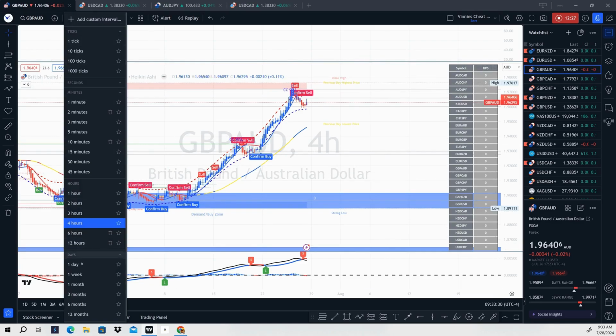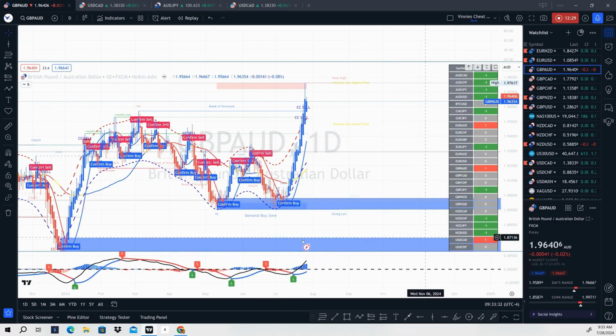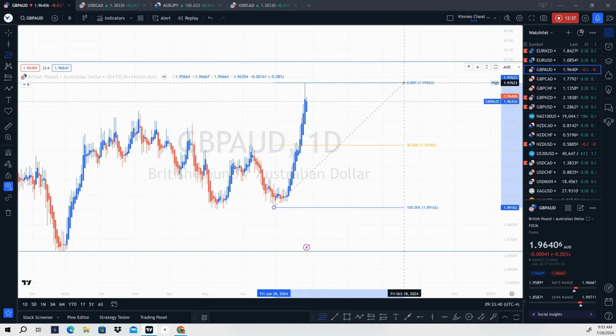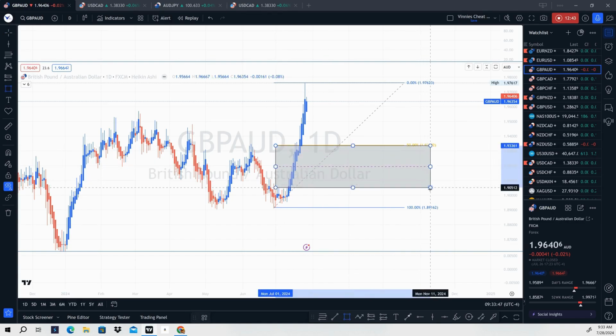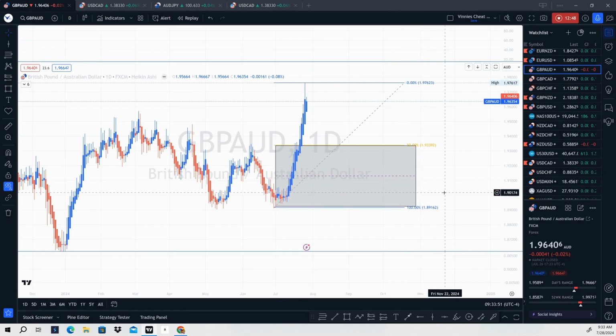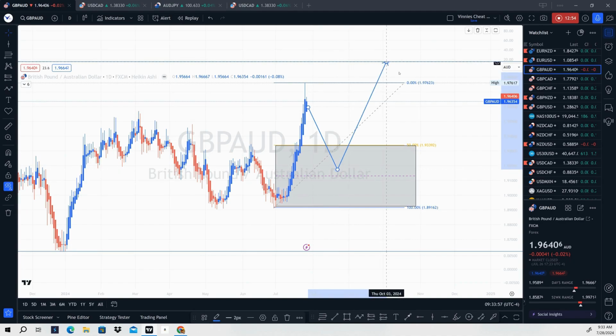How do we know where we want to buy GBP AUD? We go back to the daily time frame. All right, turn off the indicator, and we simply measure with our fib retracement tool. We go from the lowest point to the highest point, and we're looking for price to pull back into this area here, somewhere in this area. It can be anywhere in this area here. Looking for price to pull back into this area and then head back up from there.